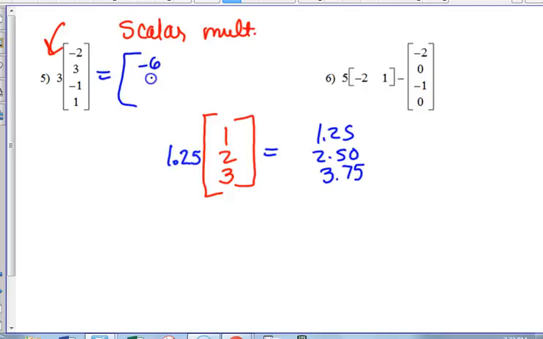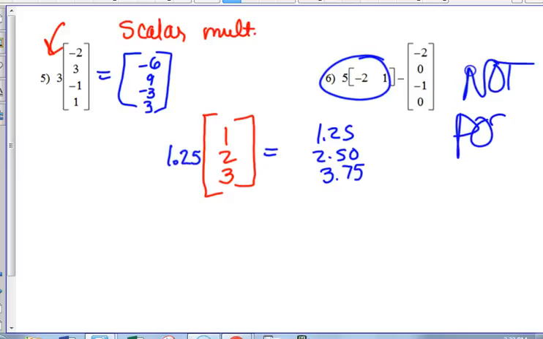Negative 6, 9, negative 3, and positive 3. So you can multiply any size matrix by a scalar. You're just multiplying every entry by that number. That being said, I can do this, but can I then subtract this? Not possible. Yeah, nice try, Hoffbauer. Okay.